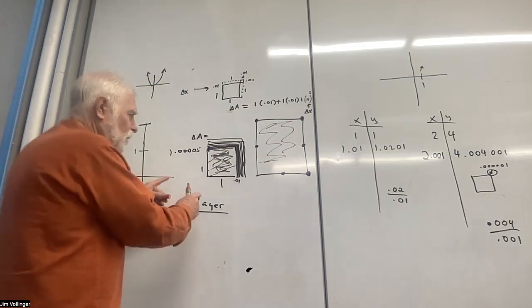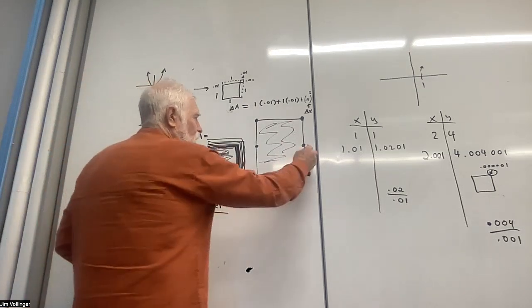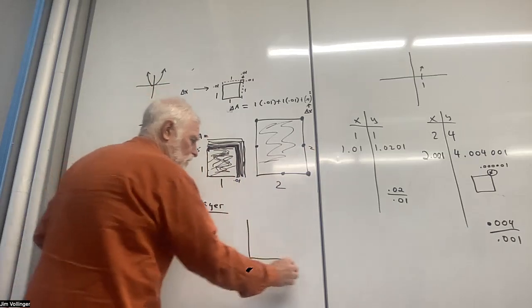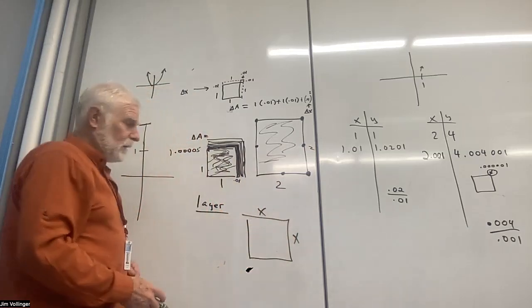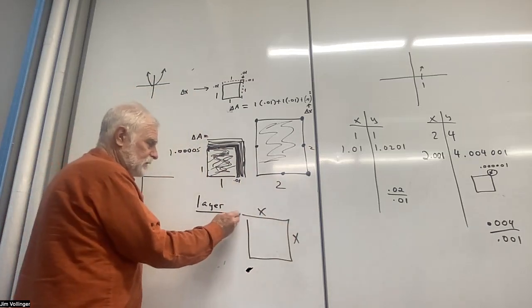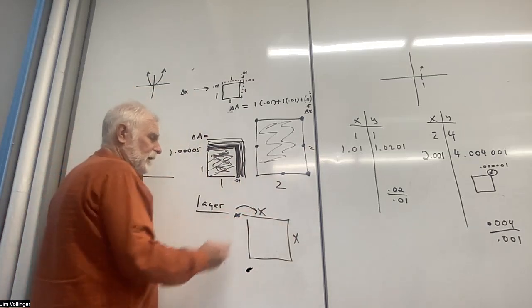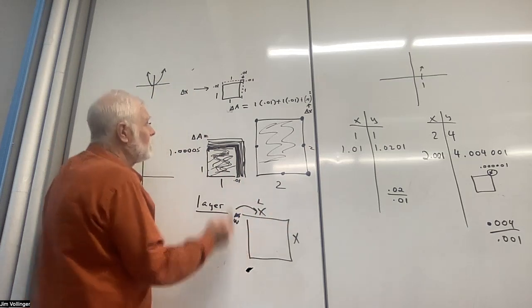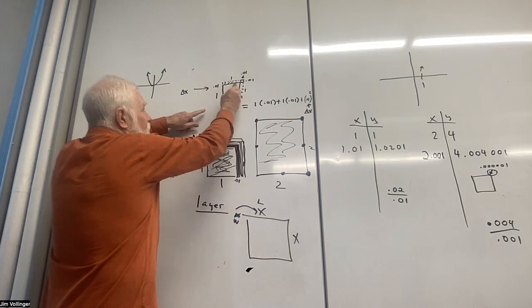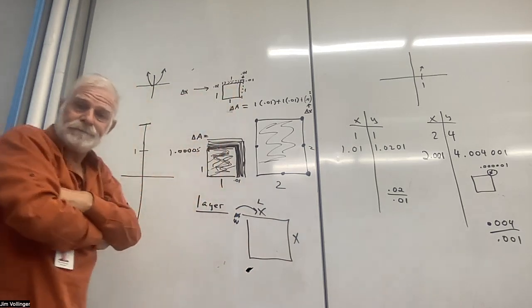Now, this is a 1 by 1, and this is a 2 by 2. So generically, what do I have? x times x. So when I have a little change in x times x, I really have a width times a length, giving me these areas, which are rectangular.